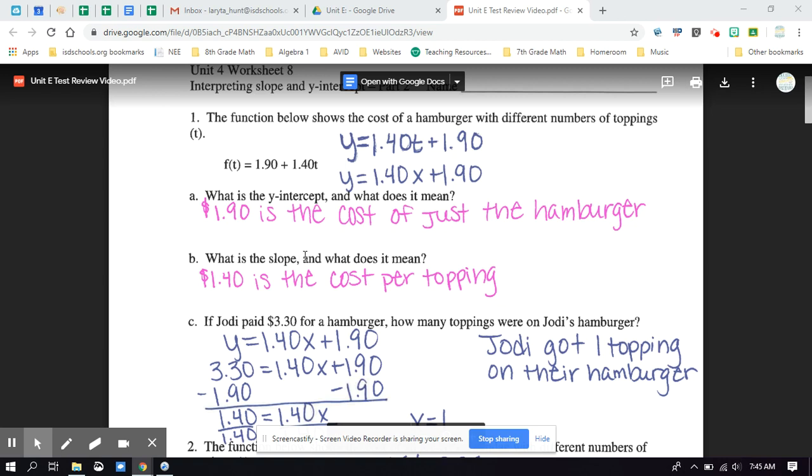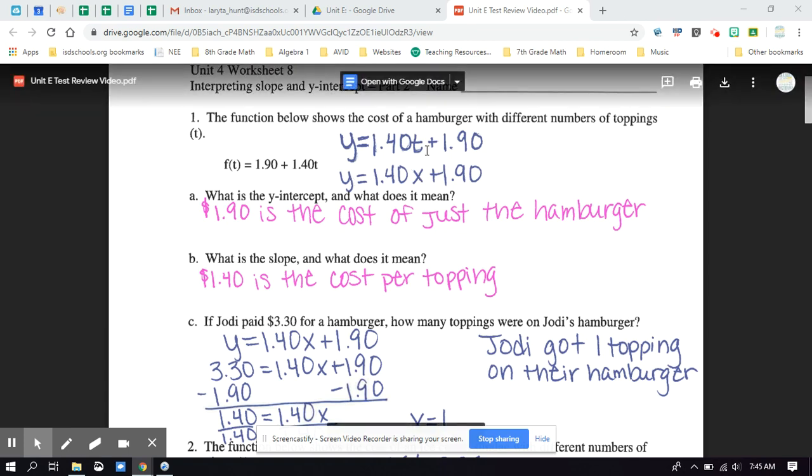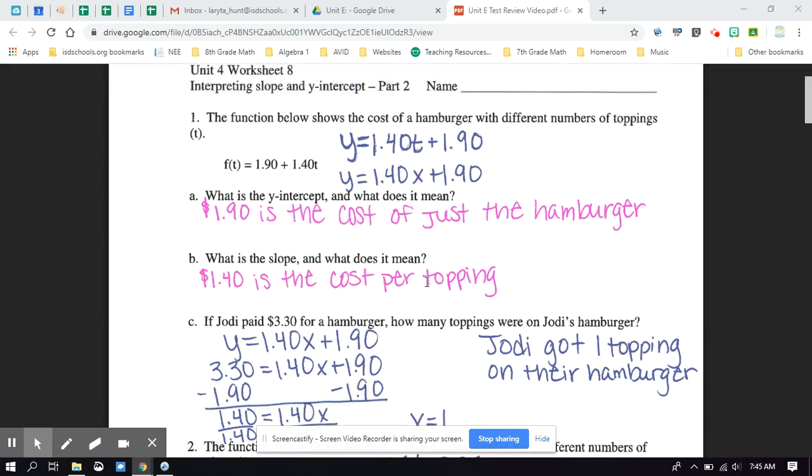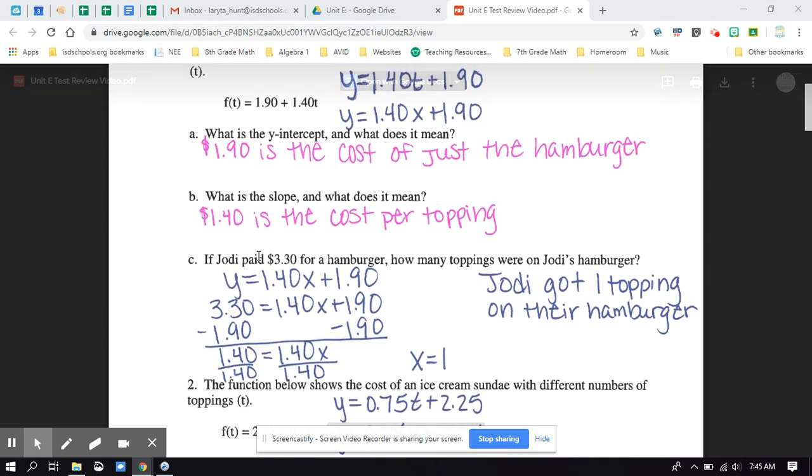B, what is the slope and what does it mean? $1.40 is the slope. It is the cost per topping. Remember, the per part tells us what our slope is. We're talking about the cost of hamburger with different numbers of toppings. So $1.40 for each topping.